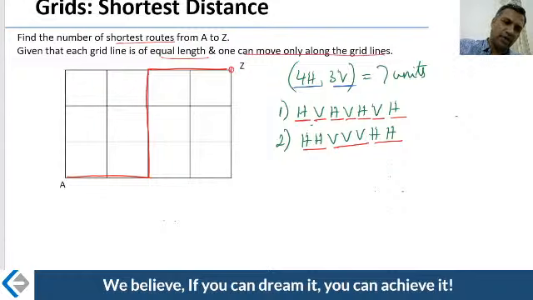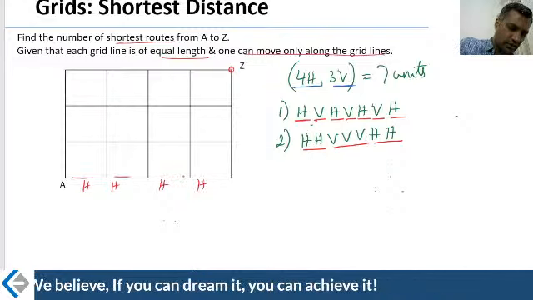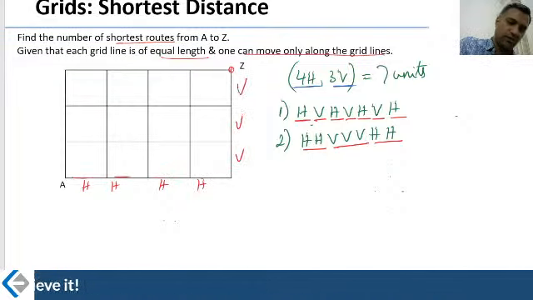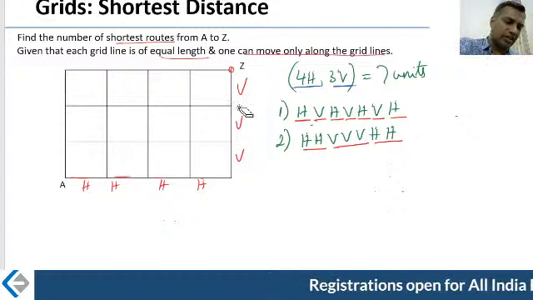Therefore, as long as you use exactly 4 horizontal and 3 vertical, you reach the destination. And how do you understand 4 horizontal and 3 vertical? Here they are. Horizontal, horizontal, horizontal, horizontal, 4 horizontal lengths, and 3 verticals, vertical, vertical, vertical.